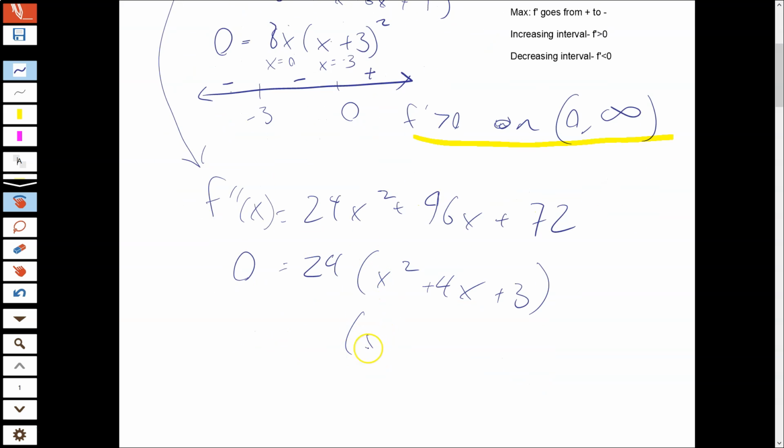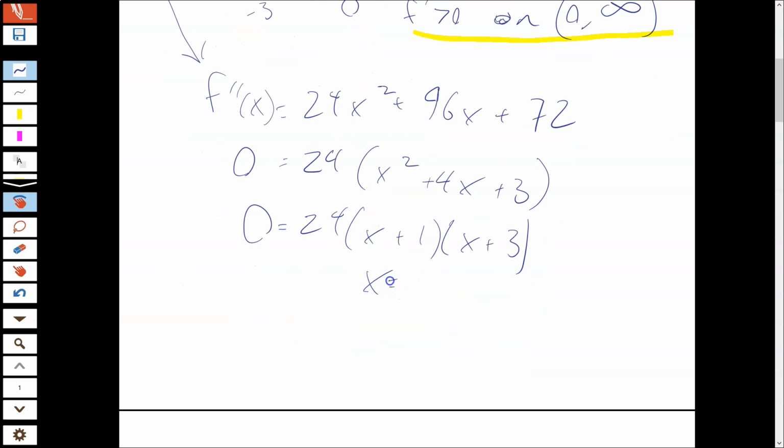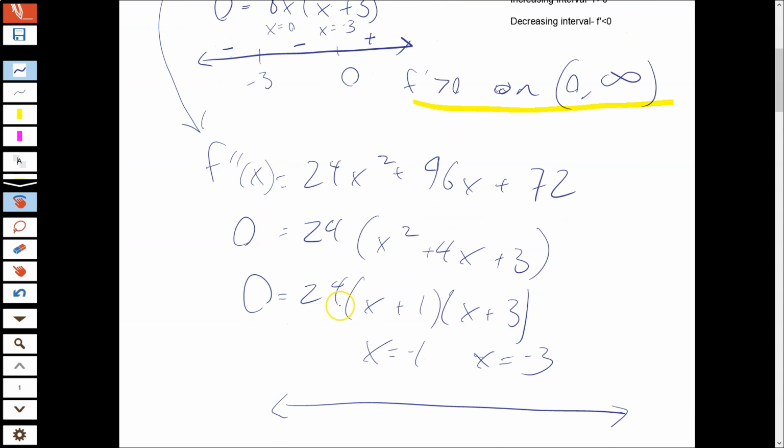And factor one more time. So I get x plus 1 times x plus 3. That gives me the following zeros, right? And I'm going to draw my sign chart. Okay, so notice not every value on my sign chart from my first derivative shows up in my second derivative. So we're going to have to do a little bit of reasoning here once we've finished this to figure out the regions where they overlap.